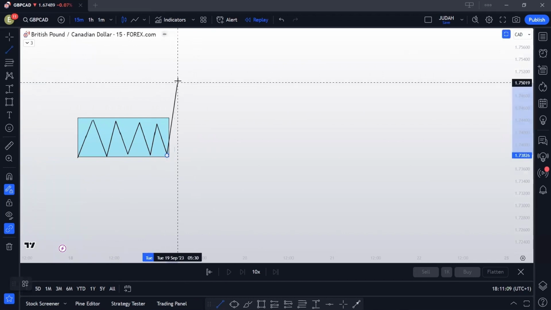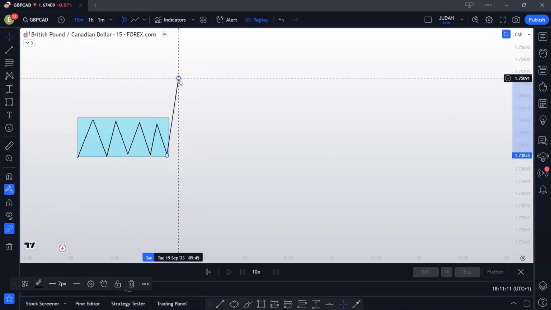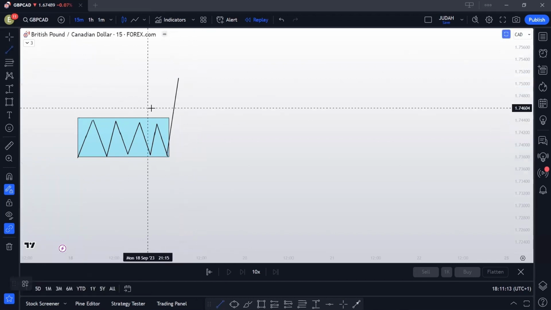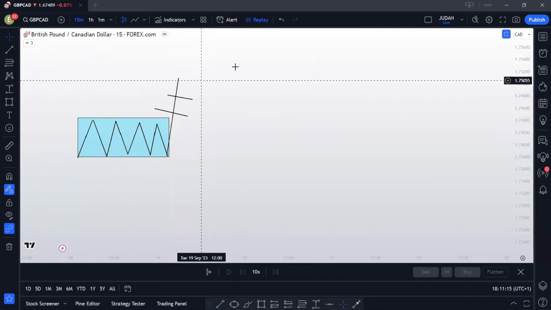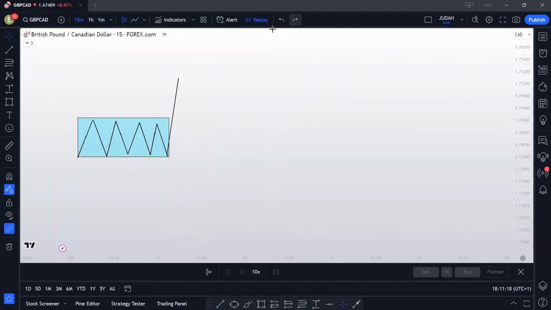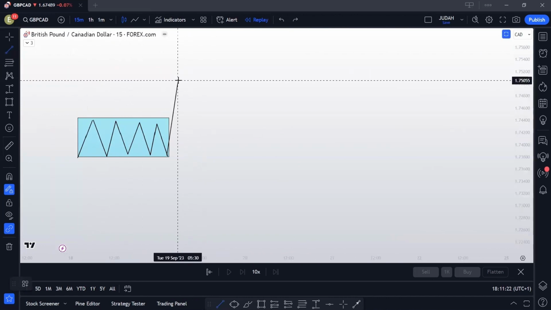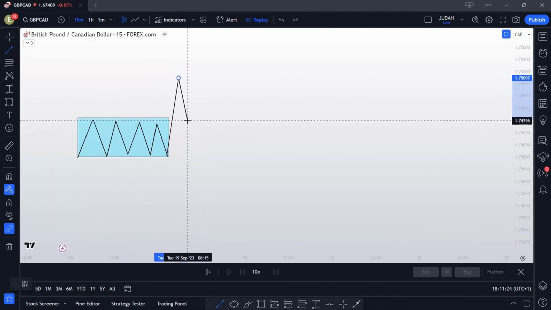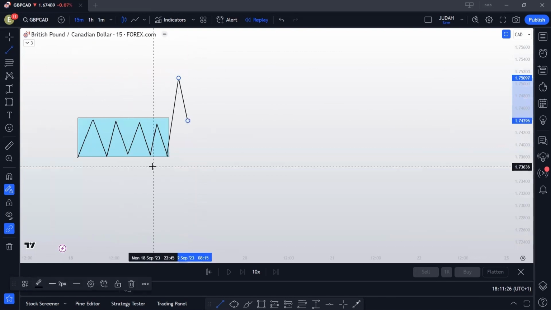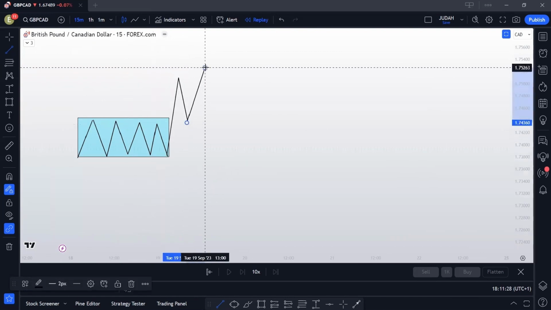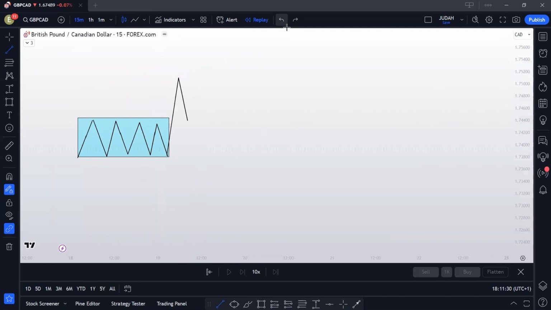So when the market breaks out, for example, to the upside, you're not going to just blindly buy these breakouts. You're going to wait for something to happen. You're going to wait for the market to come back to retest this Asian session box and then reverse from there. Why does that happen?